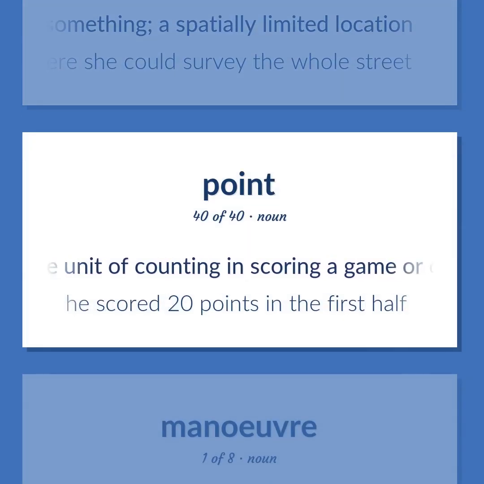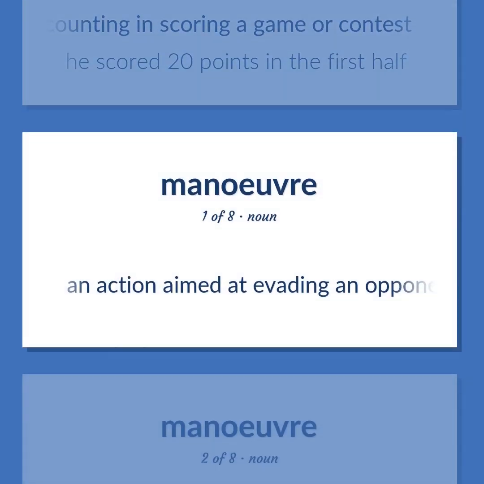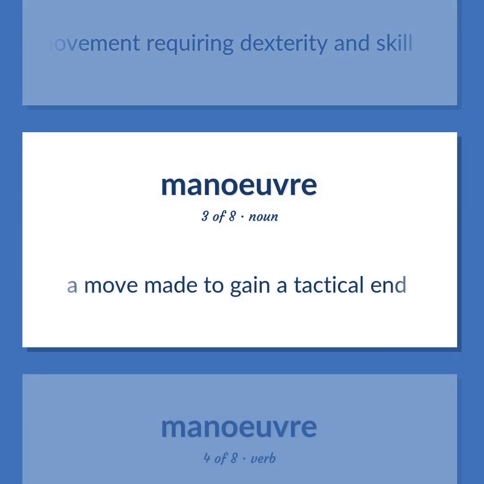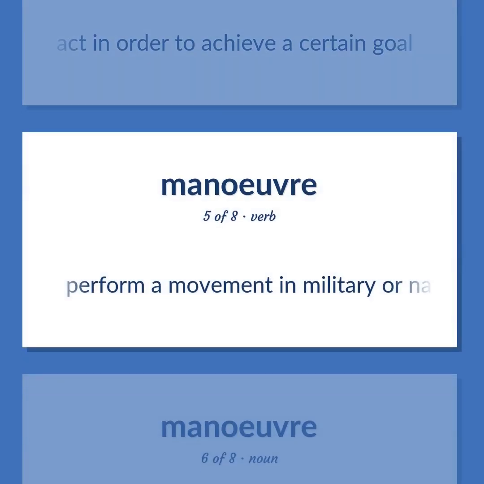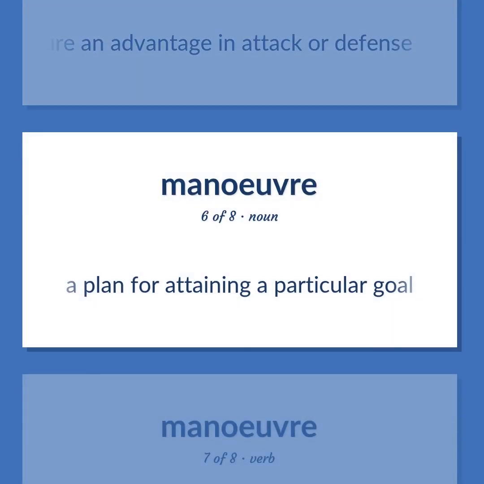The unit of counting in scoring a game or contest. He scored 20 points in the first half. An action aimed at evading an opponent. A deliberate coordinated movement requiring dexterity and skill. A move made to gain a tactical end. Act in order to achieve a certain goal. Perform a movement in military or naval tactics in order to secure an advantage in attack or defense. A plan for attaining a particular goal.